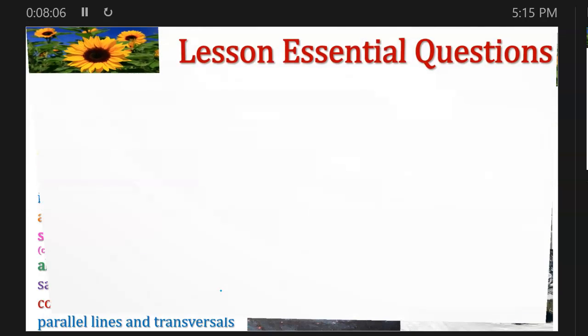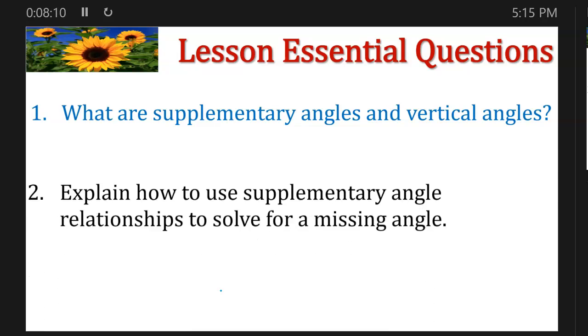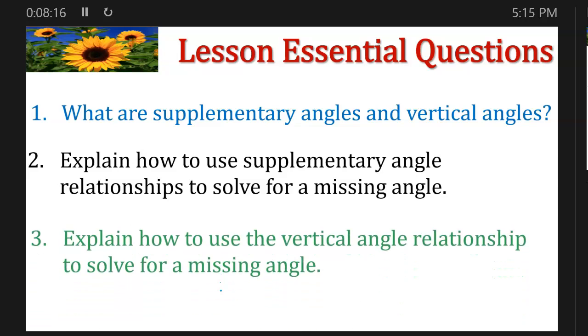All right, so lesson essential questions. We have, what are supplementary angles and vertical angles? Explain how to use supplementary angle relationships to solve for a missing angle. And explain how to use the vertical angle relationship to solve for a missing angle.